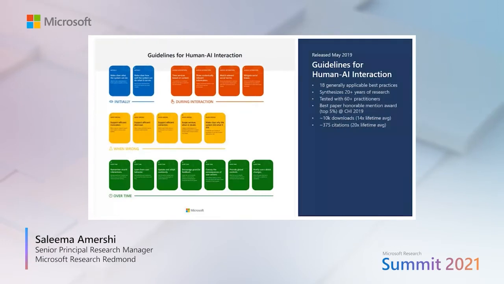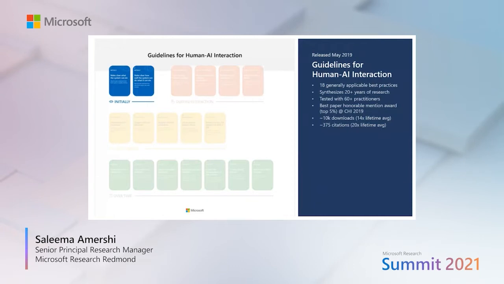So here are the guidelines, which you see on screen. There are 18 of them, and they're broken up into 4 categories, roughly based on when they would apply as a user interacts with an AI system. Okay, now these are rough categories. They're not hard assignments, but we categorize them this way just to make them easier to remember.